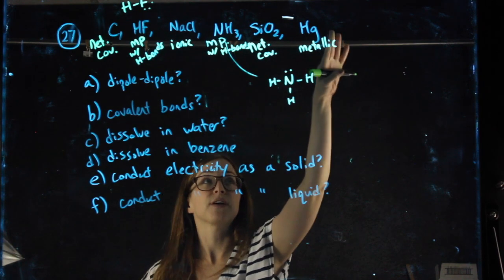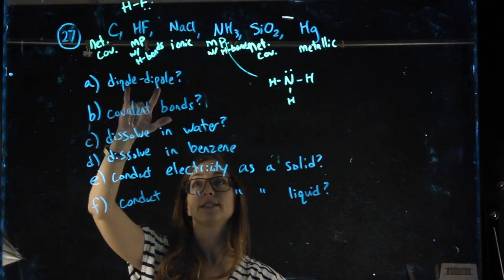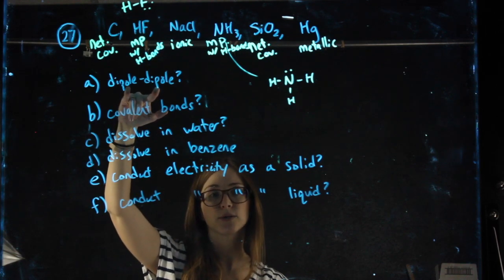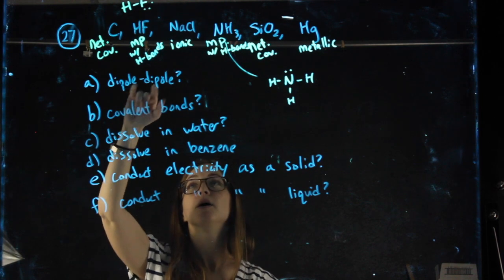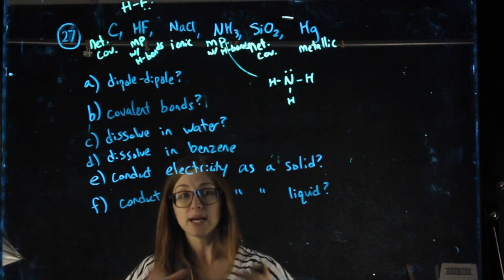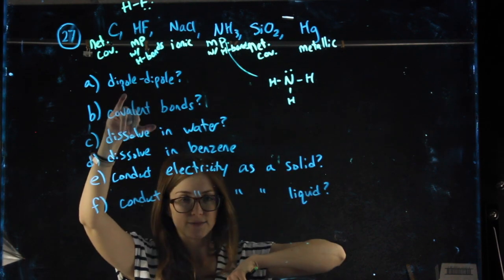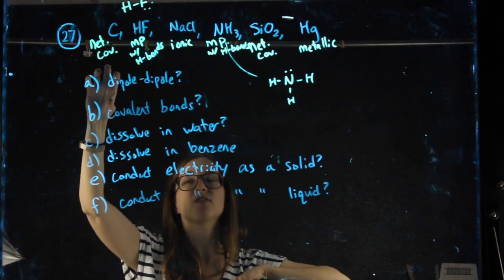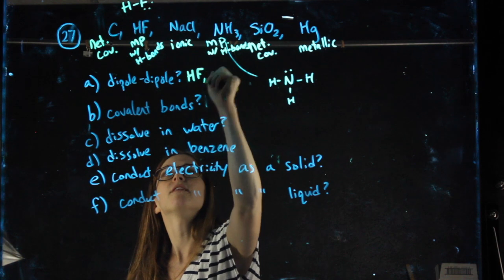Okay, now that I've classified them all, I can go through and answer these questions. Dipole-dipole forces between molecules will exist anytime we have a polar molecule. HF and NH3 are polar molecules with H bonds. So yes, they have hydrogen bonding, but they're still polar molecules. They still have dipole-dipole forces. So I'm looking for anything polar as my answer here: HF and NH3.